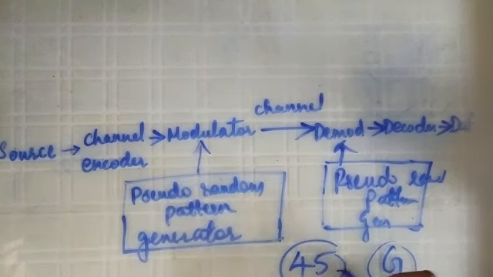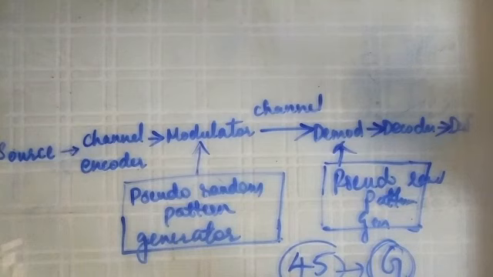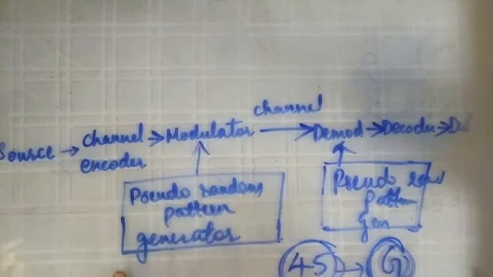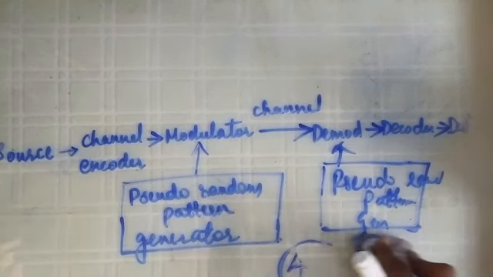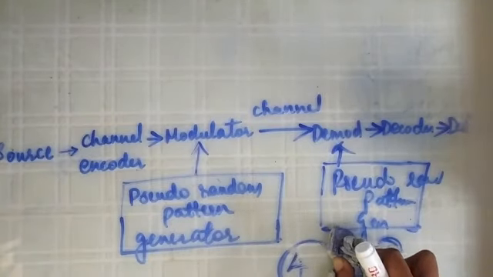For 45, the code uses G. So I'll be transmitting only G to her. She has to know in advance that G stands for the value 45. So this is a code and this is the actual value. The pseudo random pattern generator is nothing but something similar, where the code is to be known by both transmitter and receiver. So this is a basic model of spread spectrum communication.